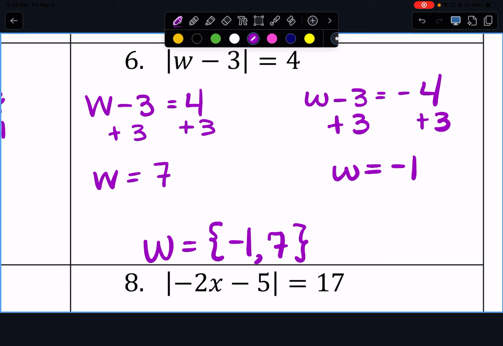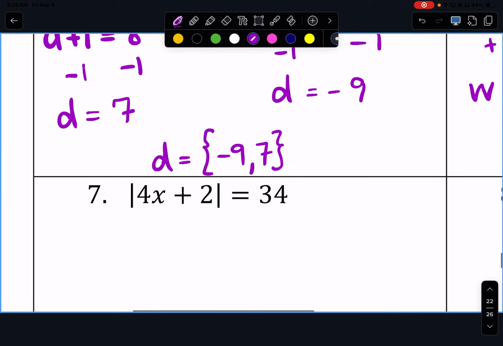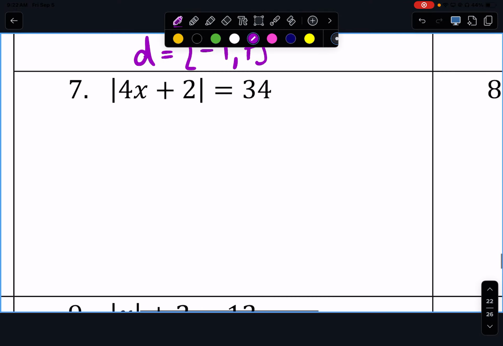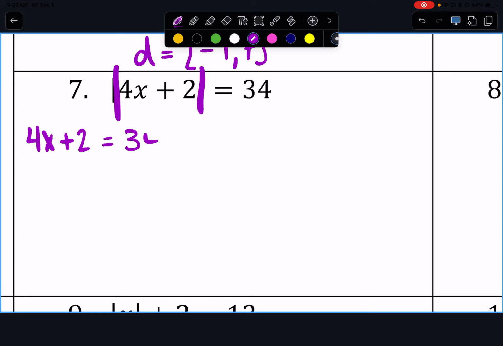So it's essentially an equation with an extra step at the beginning. We have to take it and split it into the 2, and then we just solve it just like any equation we've done in the past. So let's look at number 7. What is our inside function here? 4x plus 2. So we will do 4x plus 2 equals 34, and it equals negative 34.